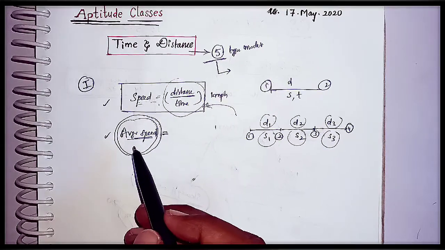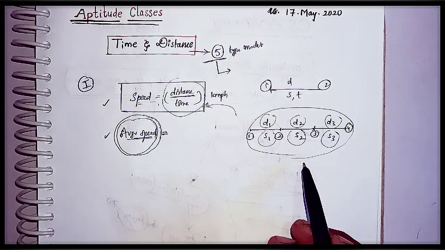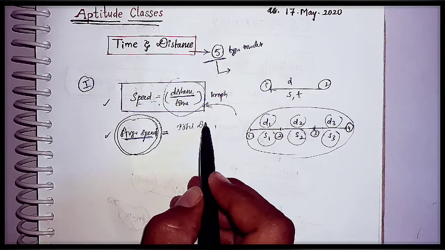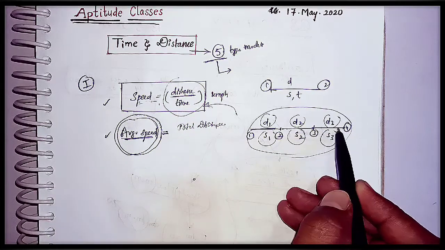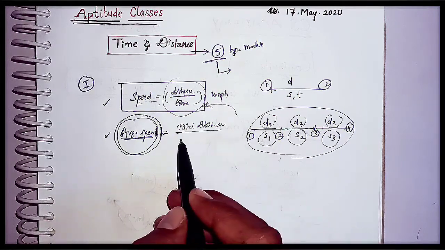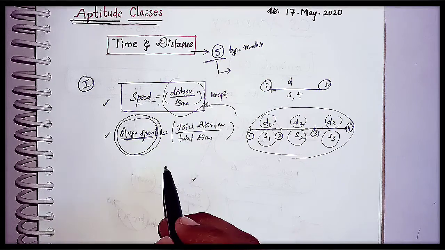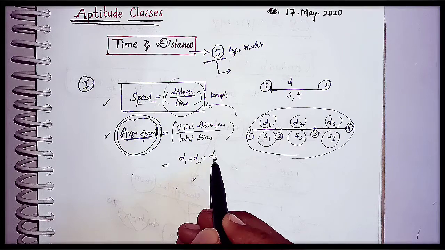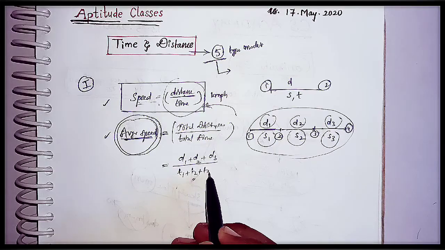We are averaging the values given in the question. Average speed is nothing but the total distance per total time taken. Because there are 3 different distances, we take the total distance. Total distance is d1 plus d2 plus d3, and total time is t1 plus t2 plus t3.